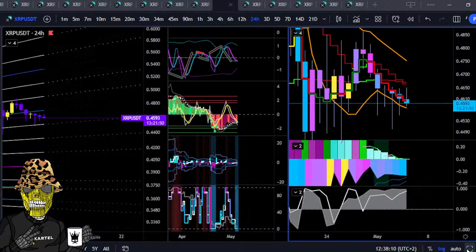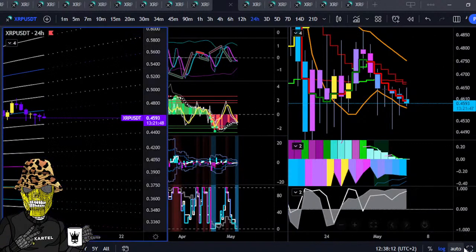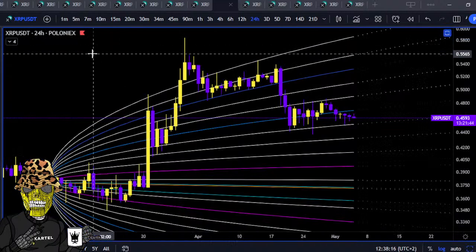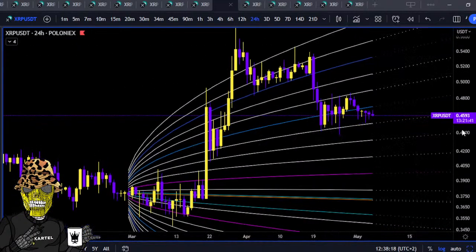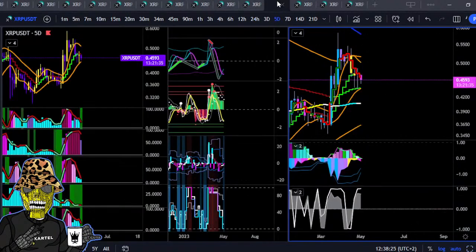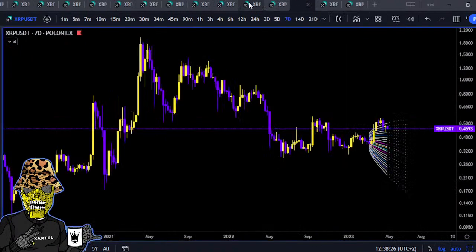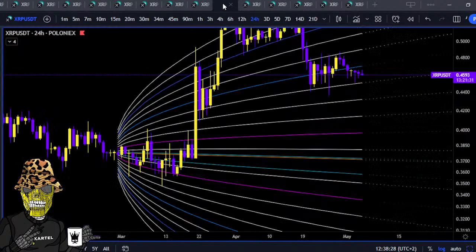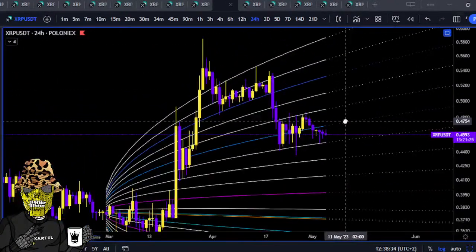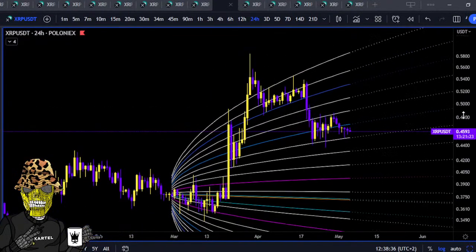Okay, what can we see? Alright, XRP USDT. What I'm going to do here is, if I can remember correctly, which one is the right one? That's the 5-day, 7-day, 3-day. Okay, 7-day, 24-hour. Okay, what can we see? This is what we're looking at.